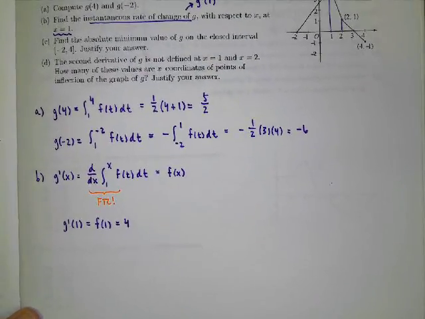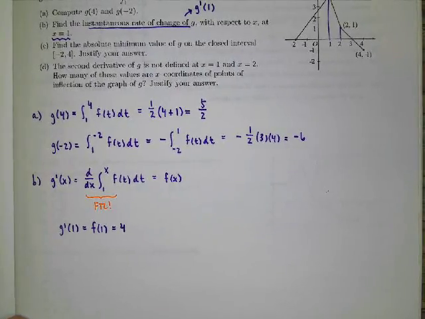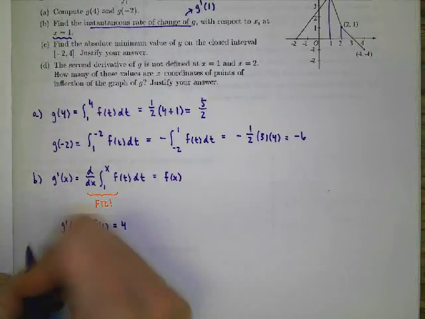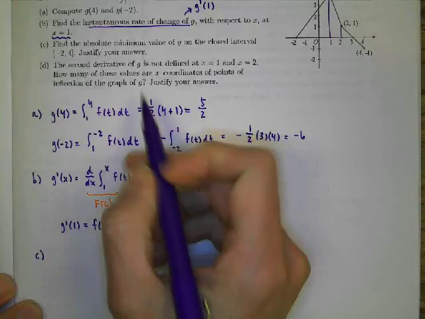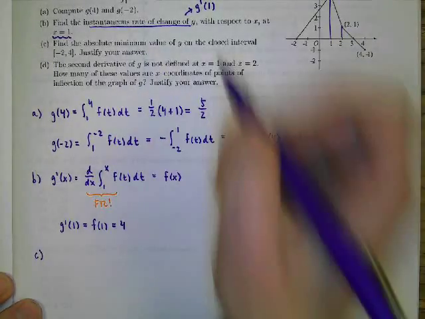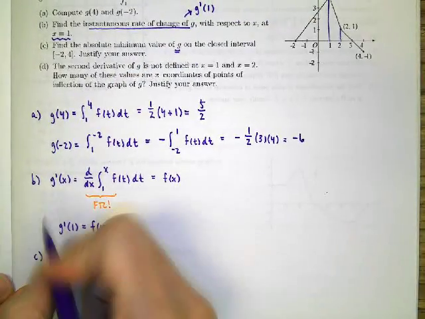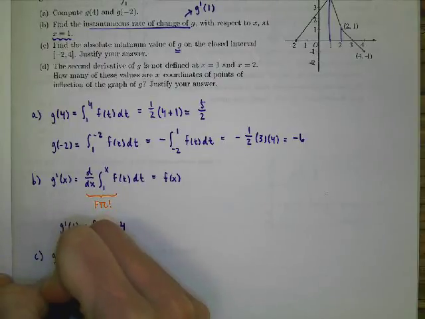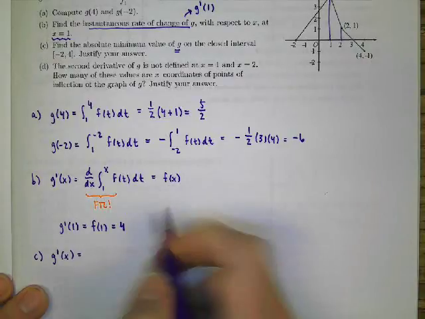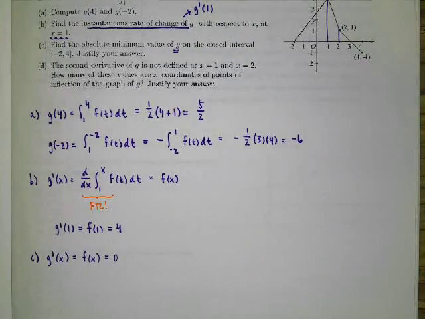All right, part C. I want to find the absolute minimum value of g on the interval from -2 to 4, and we're going to justify our answer. So let's see. If I want to know where the minimum is, I'm looking for the minimum value of g. So I need to take the derivative of g, which we already said in part B. I know the derivative is just equal to f of x, and I want to know where that's equal to 0.